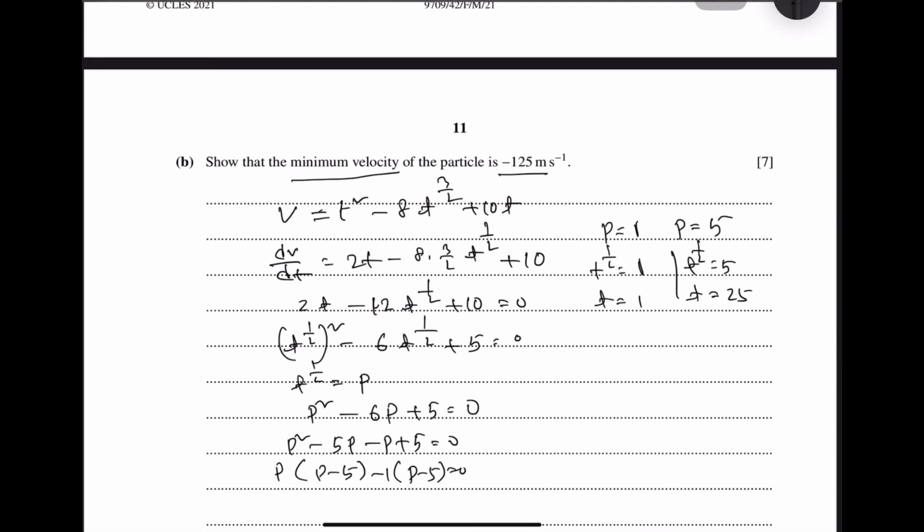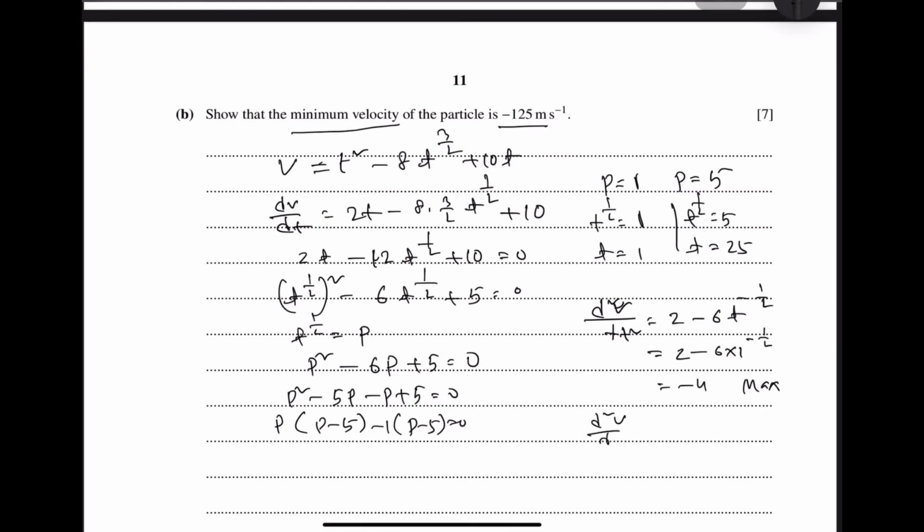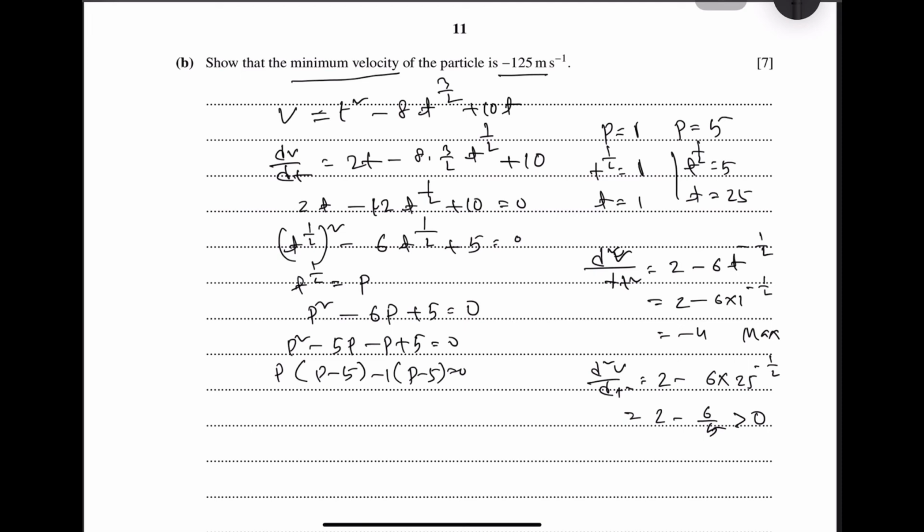Now to see whether it is maximum or minimum, let us differentiate again. d2v/dt square equals 2 minus 6 times half t to the power minus half. For t equals 1, 2 minus 6 is minus 4, so this is a maximum. For t equals 25, 2 minus 6 by 5 is greater than 0. So it is a minimum at t equals 25.